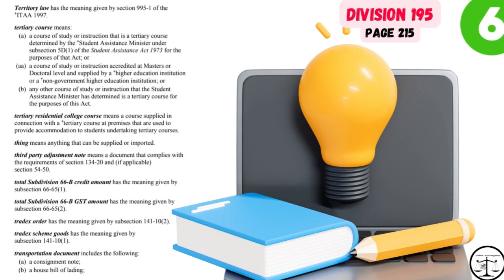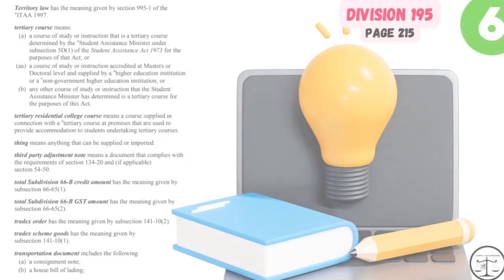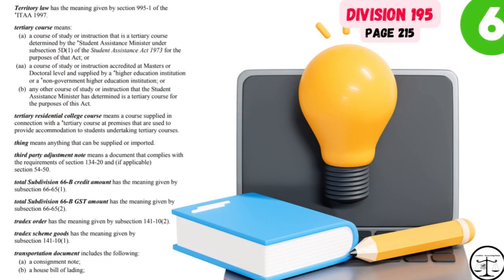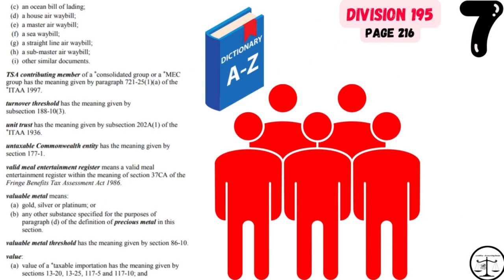45. Territory law. 46. Tertiary course. 47. Tertiary residential college course. 48. Thing. 49. Third-party adjustment note. 50. Total subdivision 66B credit amount. 51. Total subdivision 66B GST amount. 52. TradeX order. 53. TradeX scheme goods. 54. Transportation document. Next page for this video.